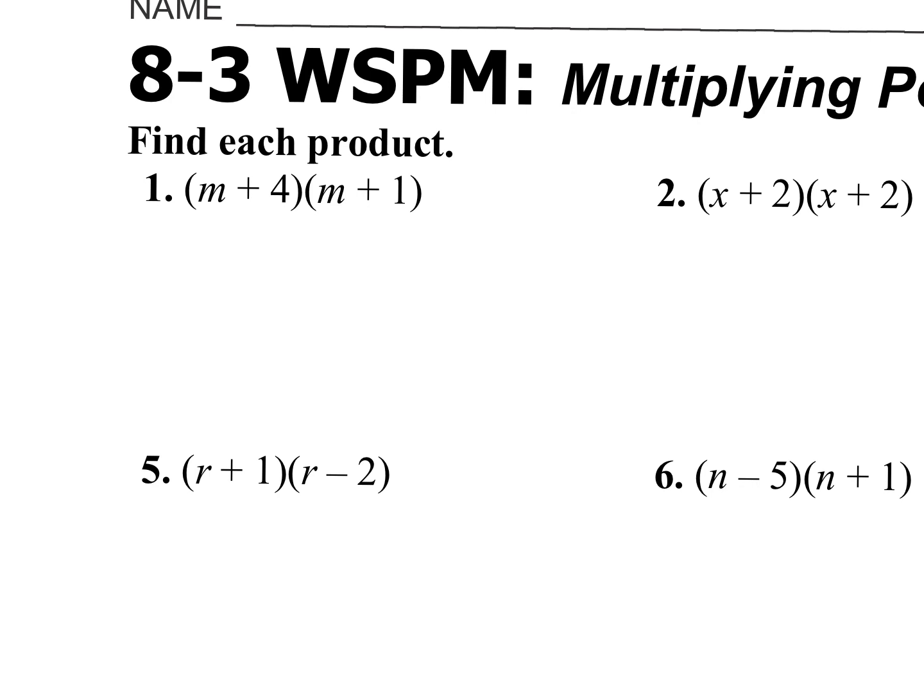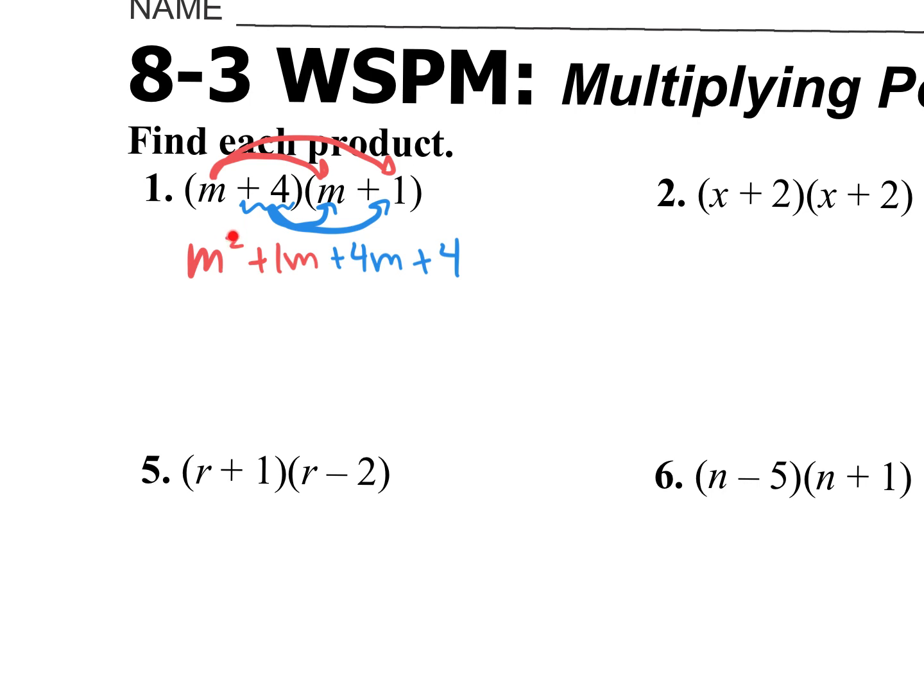Okay, so number 1, when you distribute m times m, that is m squared. And then you go m times 1, that's going to be a 1m. And then you already distributed the m. So now let's distribute the positive 4. So positive 4 times m, that's positive 4m. And positive 4 times positive 1 is positive 4. That's distributive property. Exponents do change.